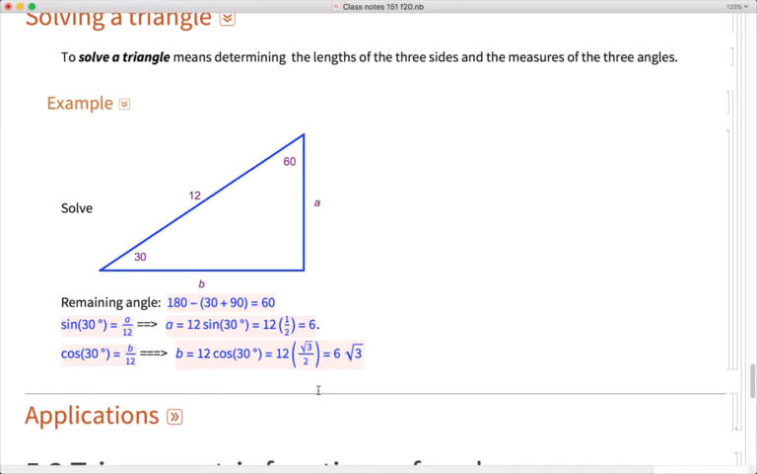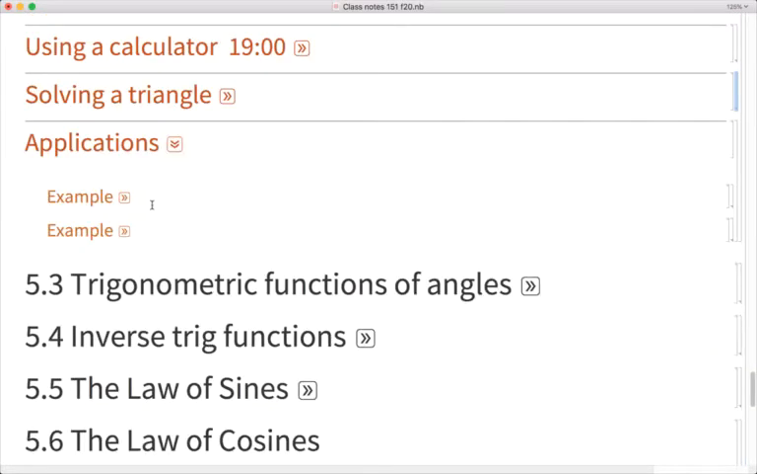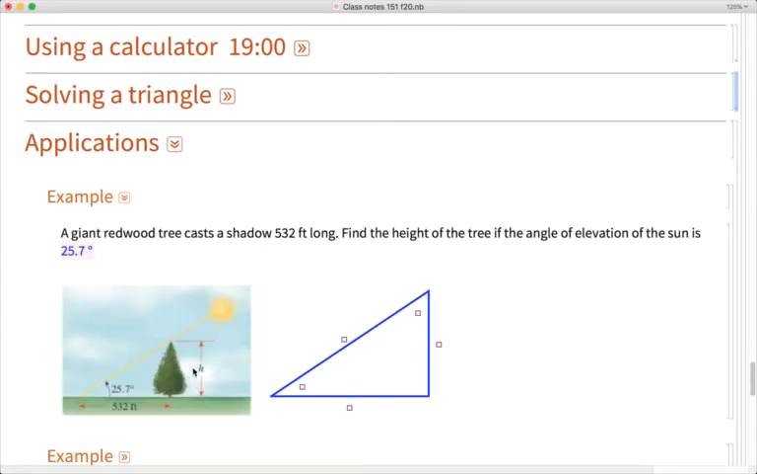Okay. So there are a lot of variations on this type of problem. More real-world problems, instead of just the abstract "solve a triangle," are things like this. A giant redwood, and sure enough it looks giant, casts a shadow 532 feet long. Find the height of the tree if the angle of elevation of the sun is 25.7 degrees. The angle of elevation of the sun might have been a confusing phrase had they not included the picture for us right here.